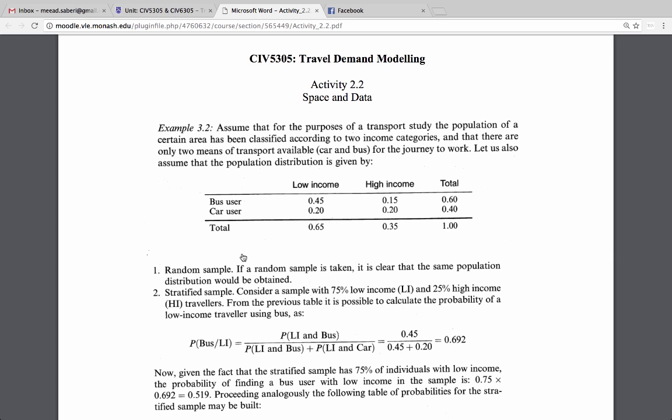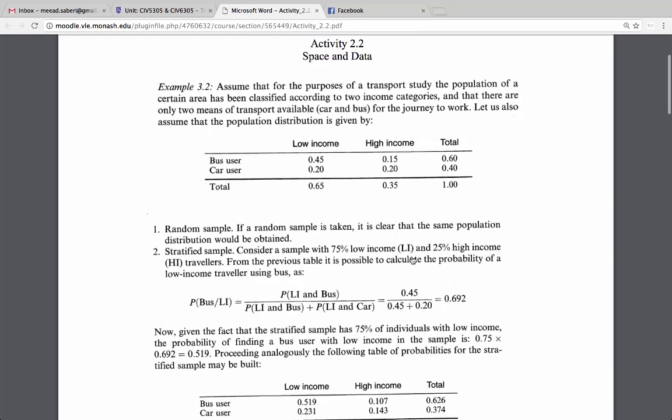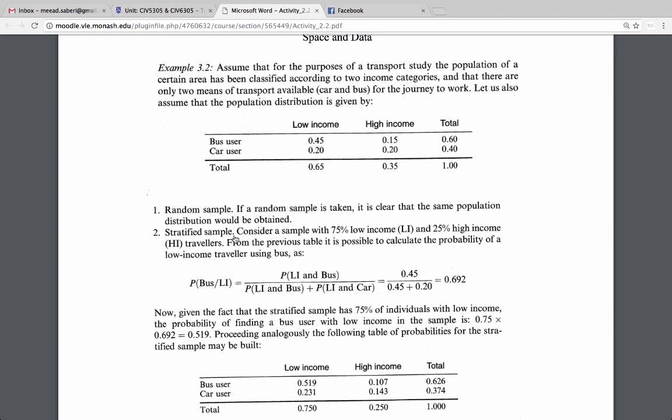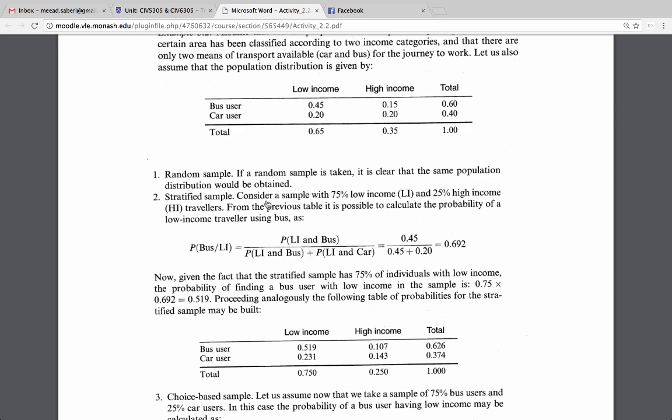So if we collect a totally random sample, we expect that the same population distribution will exist in the sample. The exact same distribution we'll see in the random sample. However, in a stratified sample, we expect to see a different distribution. Now assume a sample with 75% low income and 25% high income, which is different from the original proportions in the population, which was 65% low income and 35% high income.